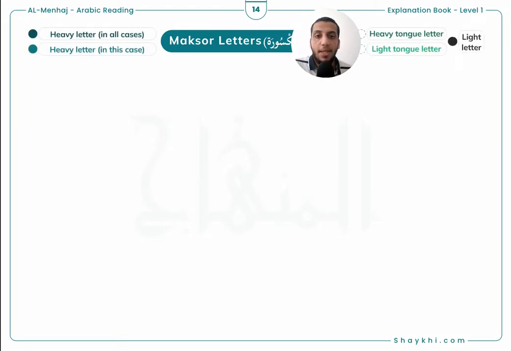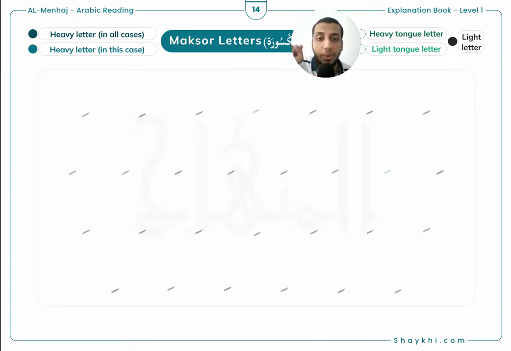As we explained in the last episode, a heavy letter in all cases will have this dark blue, and a letter that is heavy just in this case will have this light blue. A heavy tongue letter has this dark green border, and light green border is for a light tongue letter, and the remaining light letters are gray or black.